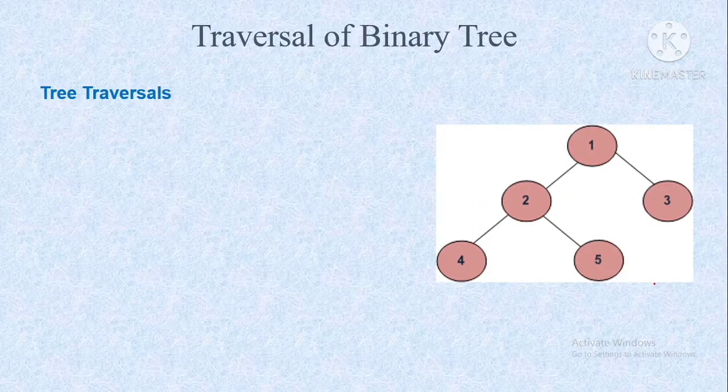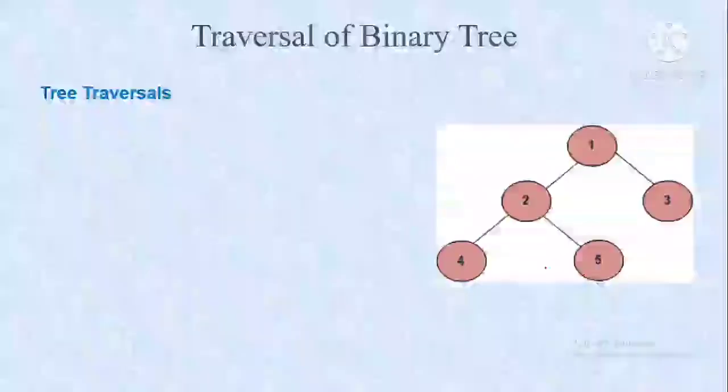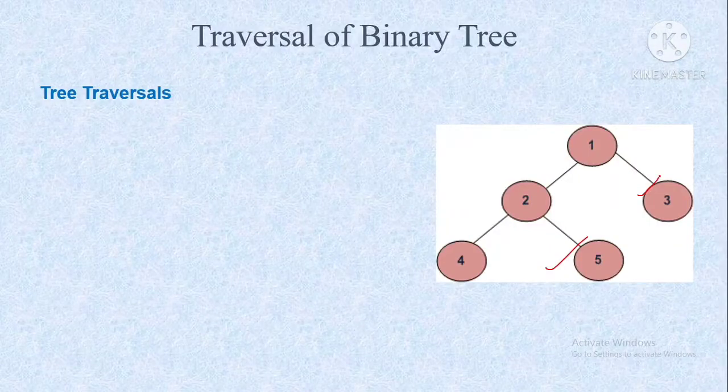So when we traverse a binary tree, if you wanted to find out a particular element, or if you wanted to print all the elements of the tree, then you have to traverse the tree. Traversal means you cannot just randomly visit any elements. You are supposed to follow some order. You cannot print 3 and then 5 and then 2 and then 1. There is some order that we have to follow.